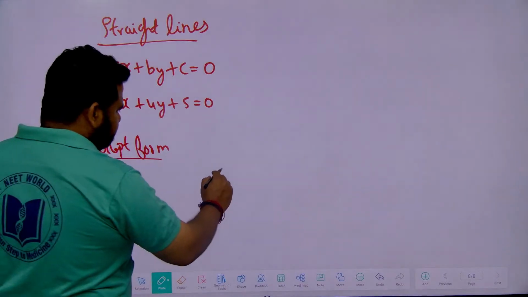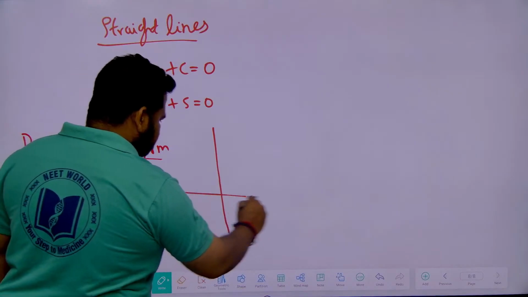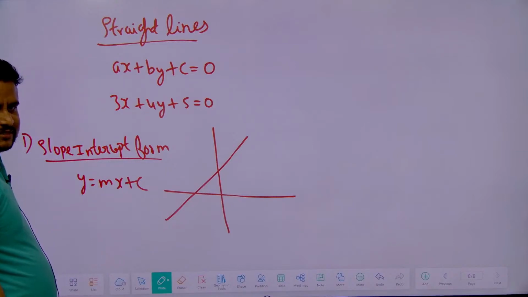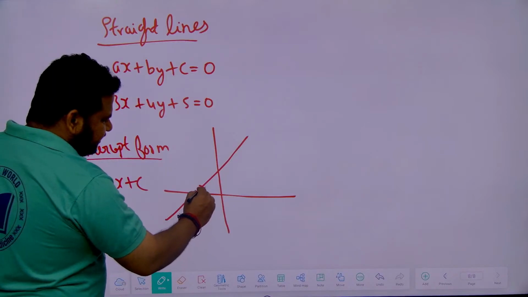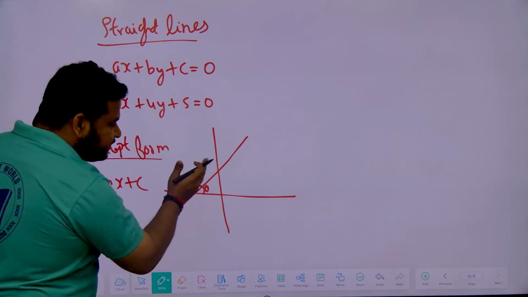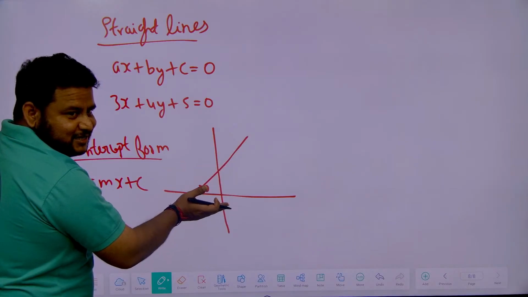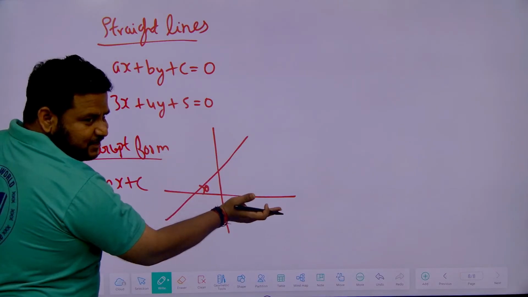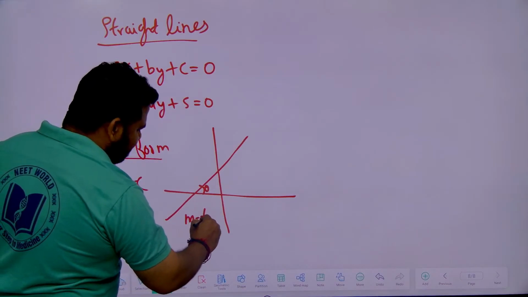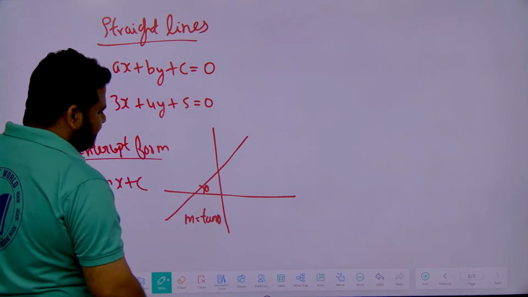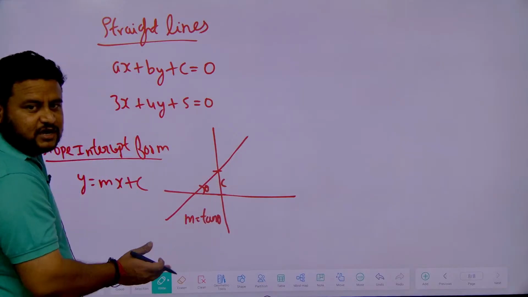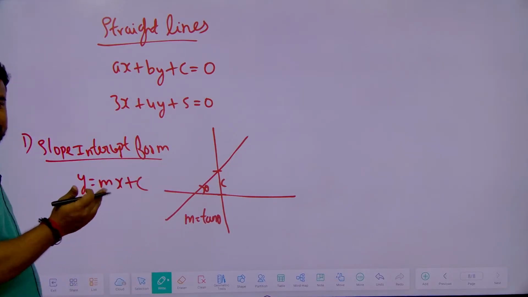If you have the coordinate axes like this, and the straight line passes like this, this angle is theta. How much it is tilted, how much angle it is making, that is called slope. So m will be equal to tan theta. This value, from here to here, is called c. That is the y-intercept.